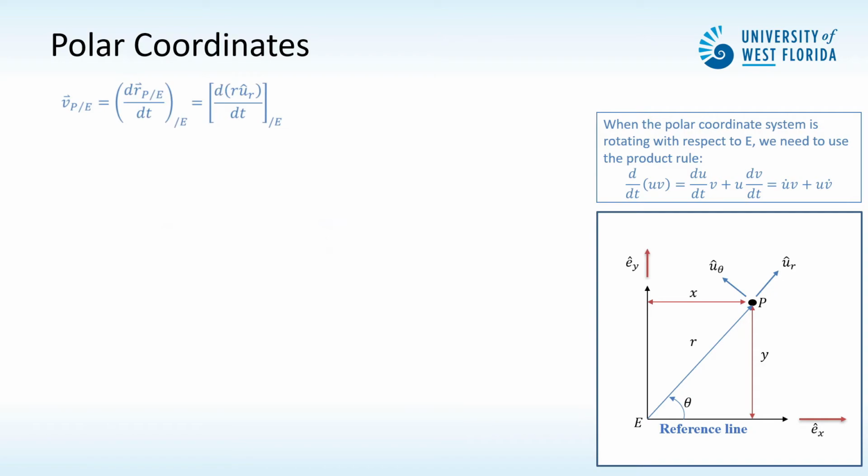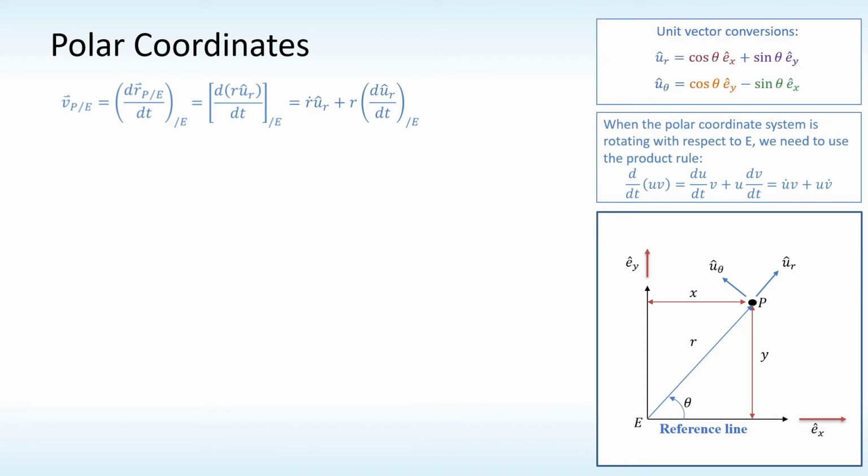So using the product rule, if we wanted to take the derivative of R UR in the E reference frame, we would get R dot UR plus R times the derivative of UR with respect to time in the E reference frame. The time derivative of UR is tricky, but it would be easier if we could write UR in terms of the E unit vectors. And in fact, we do know how to do this. Sometimes the conversions are easier to see if you draw the diagram of the unit vectors. Don't be afraid to do this.